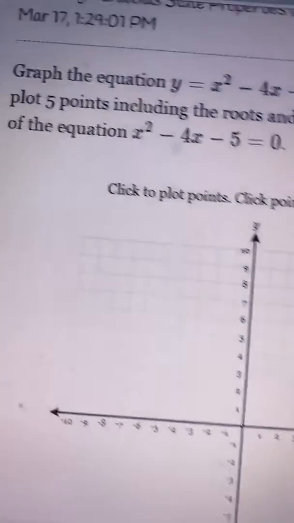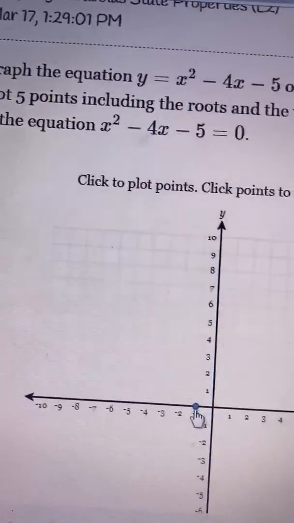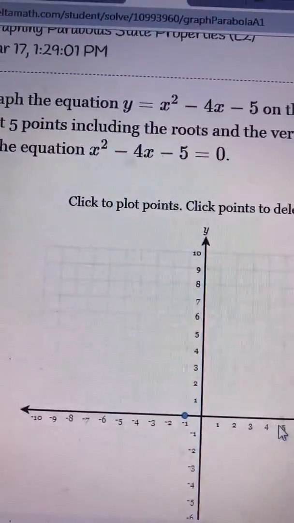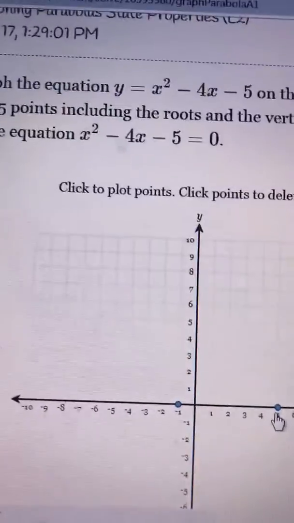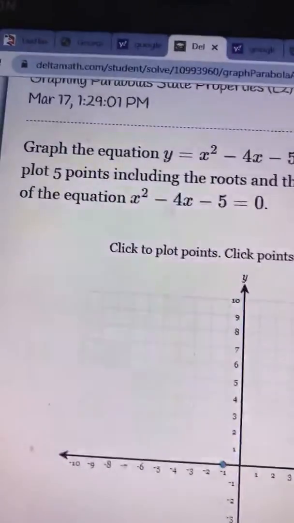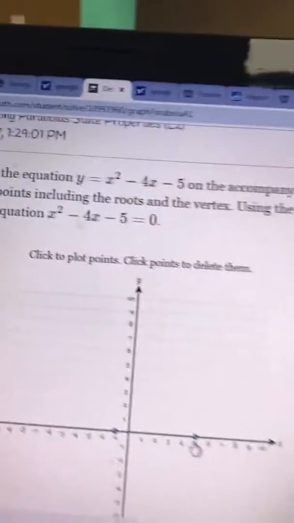Now, we're going to go over here and plot negative 1 and 5, because I know Delta Math can be a little tricky. The next thing we need to do is find the vertex. Let's do this algebraically.